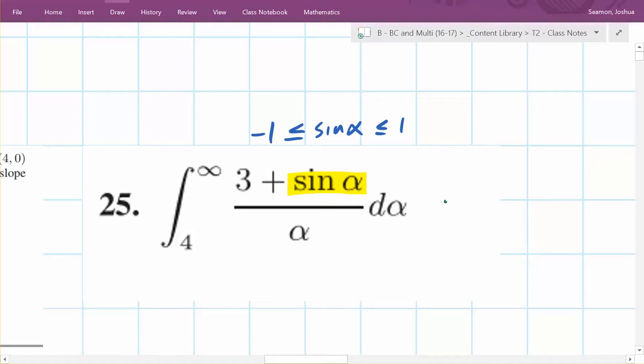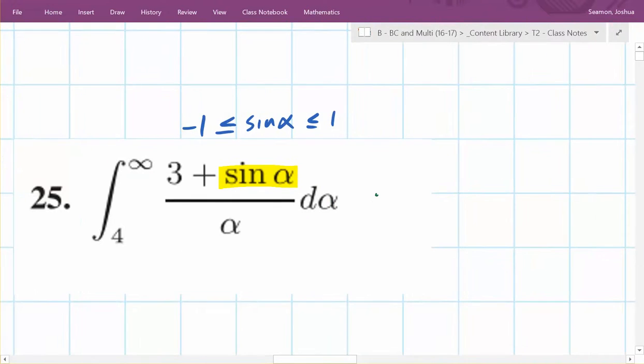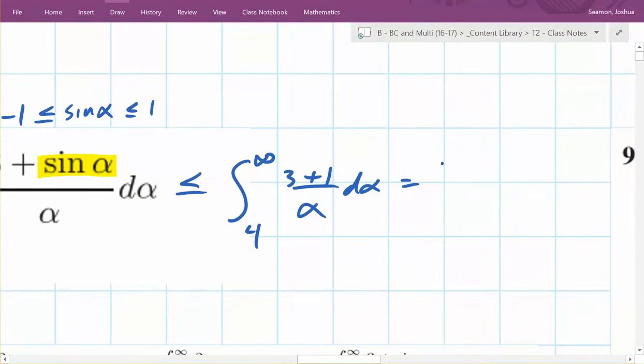So let's look at the bigger extreme first, okay? Let's just say it was 1 the entire time. If we replace sine alpha with 1, would we be making it bigger or smaller? Bigger. So you know it has to be less than or equal to the integral from 4 to infinity of (3 plus 1) over alpha d alpha, which is the same thing as 4 times the integral from 4 to infinity of 1 over alpha d alpha.